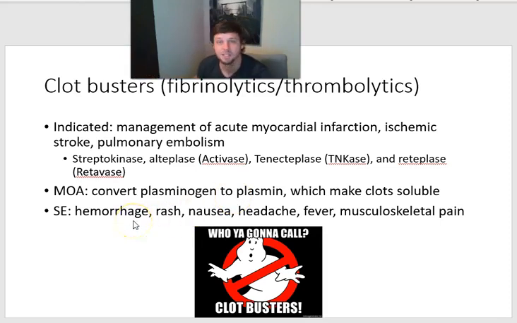Side effects: hemorrhaging, because you're not being able to make clots, rash, nausea, headache, fever, musculoskeletal pain. These newer ones like Activase. Streptokinase works just as well as alteplase, but this one is super expensive because of the biotech that had to go into it, and so they sell this for a lot more when this one works just as well. And that's something you can look up whenever we talk about big pharma. That is it.